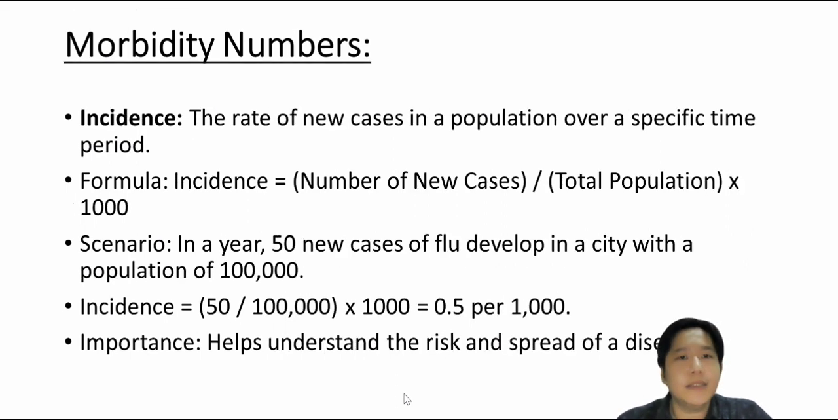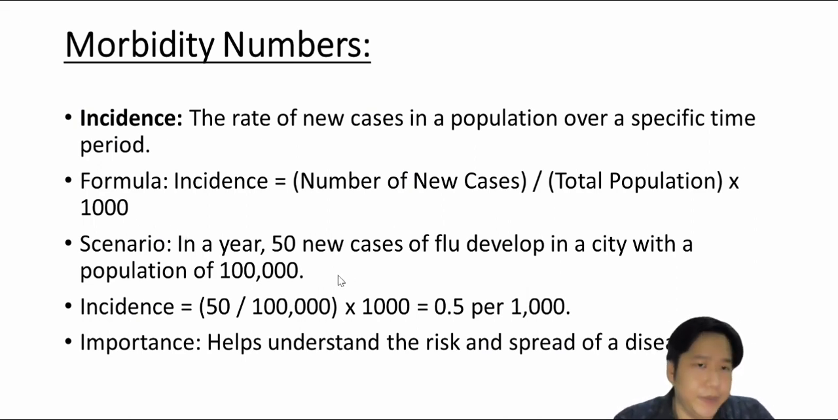Okay. Next, we're talking about incidence. Incidence is the rate of new cases in a population over a specific time period. The keyword is new cases, ya, kasus baru. Here's the formula, right? The formula for incidence: number of new cases divided by total population, then multiplied by 1,000.